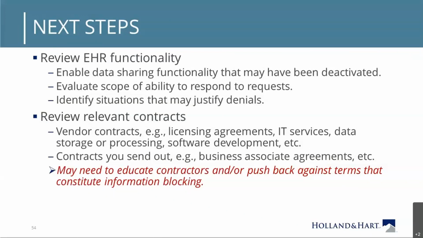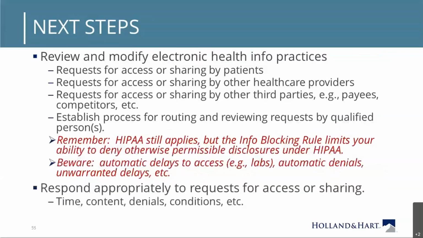Next, you need to review relevant contracts to determine whether or not there are limits that violate the information blocking rule in your contracts. Things like license restrictions or sharing data restrictions or trade secret restrictions, or those things that cross the line to information blocking. It may be necessary for you to go back and negotiate with your vendors if they're including improper contracts. You may need to educate them concerning these issues.